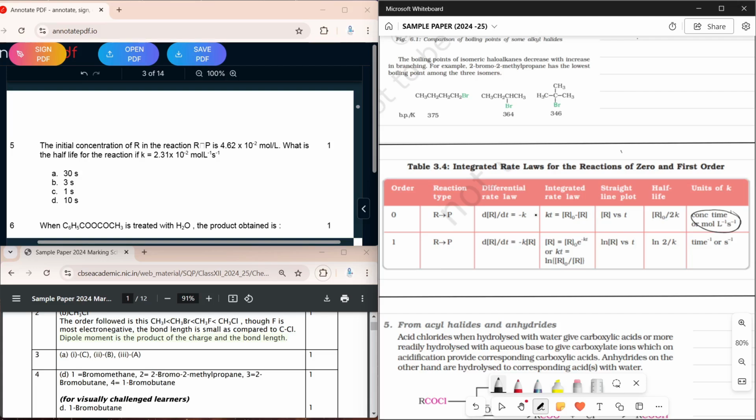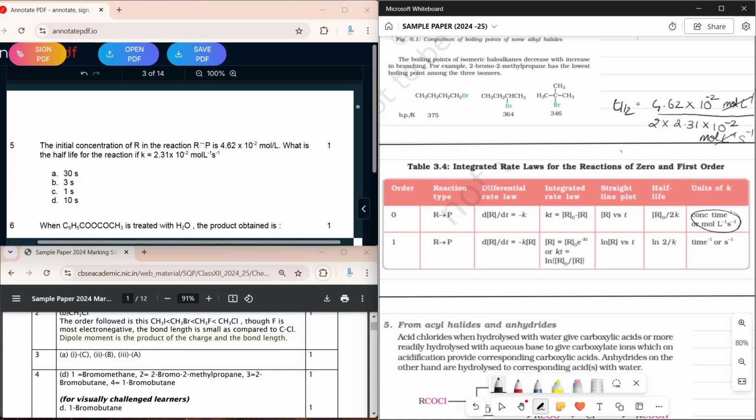So what we're going to do is t half is equal to the initial concentration, so 4.62 x 10^-2 moles per liter, divided by 2 into 2.31 x 10^-2. Oh, I'm sorry, there's a minus 2 here. And we know the units over here, moles per liter per second. Now obviously, moles per liter gets cancelled, and second goes to the numerator. So this is the right equation.